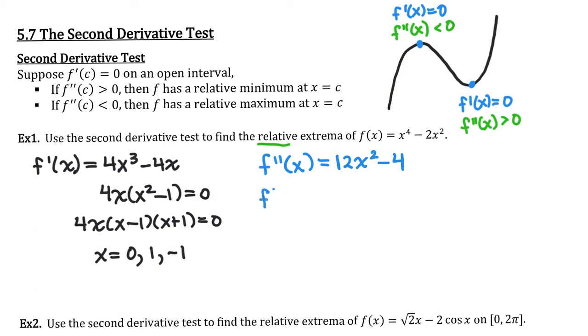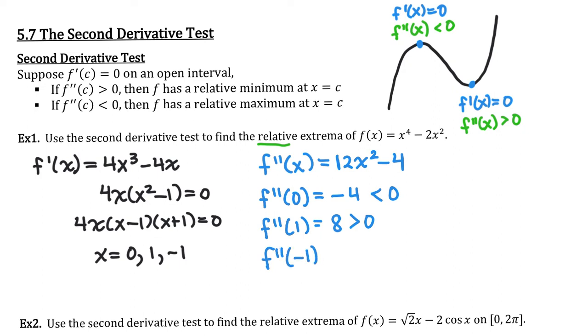Now let me consider each of these locations to compare the second derivative. So let's start with 0. If I plug in 0 here, 0 minus 4 is -4. And I really just care that this is less than 0. Let's try 1. 12 minus 4 is +8, which is greater than 0. And for -1, still positive 12 minus 4, which is also +8, which is also greater than 0.